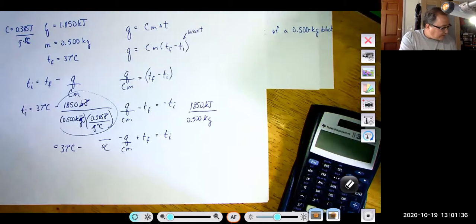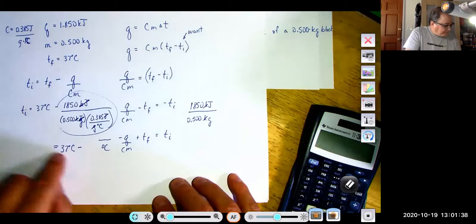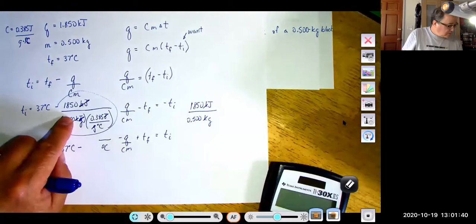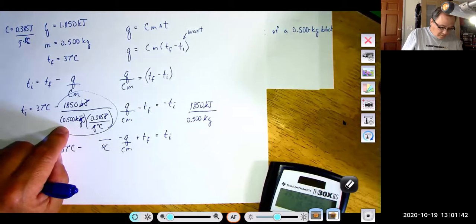All right, so let me plug these numbers in here. 1850 divided by 0.5 and divided by 0.385.